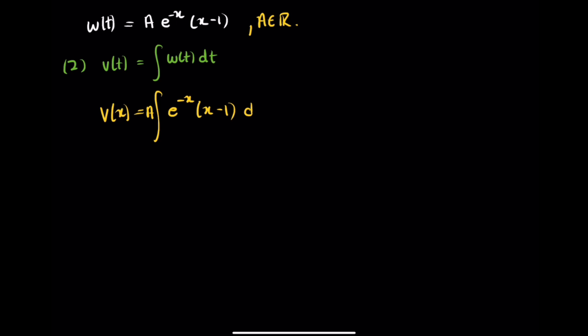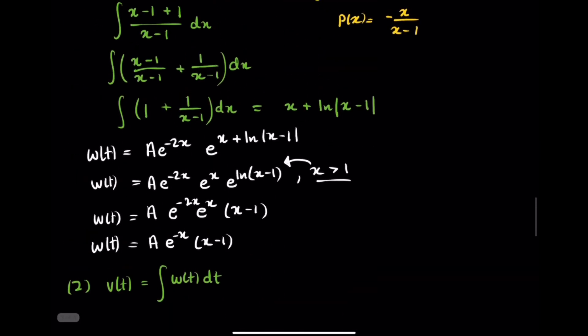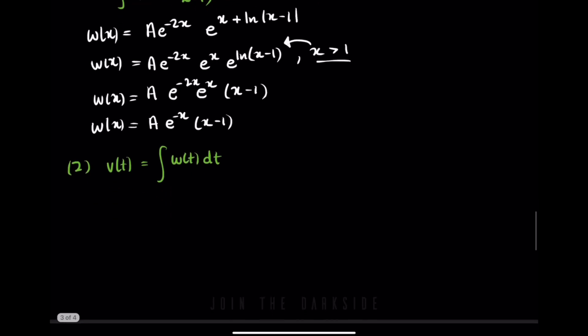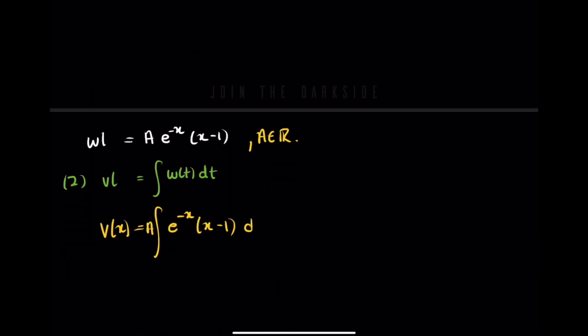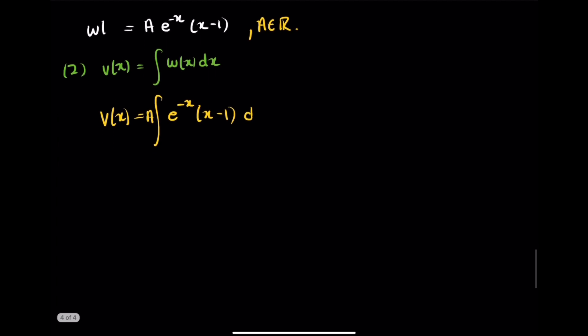So this is x. Oh, whoa, I just realized something. All these w's are in terms of x, and so this will also be in terms of x. All right, so this is dx. And so then this looks like an integration by parts, IBP.